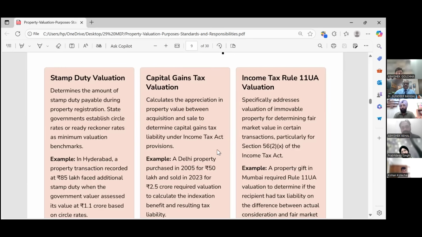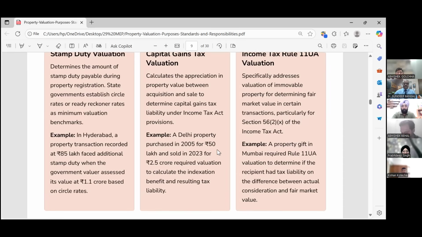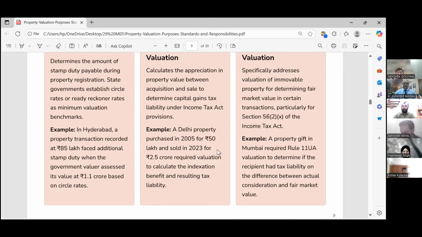For example, in case of capital gain, what is your purpose? Here your purpose is to find the appreciation of the property value between acquisition and sale to determine the capital gain tax liability under Income Tax Act. For example, a Delhi property purchased in 2005 for 50 lakh and sold in 2023 for 2.5 crore required valuation to calculate indexation benefit and resulting liability.